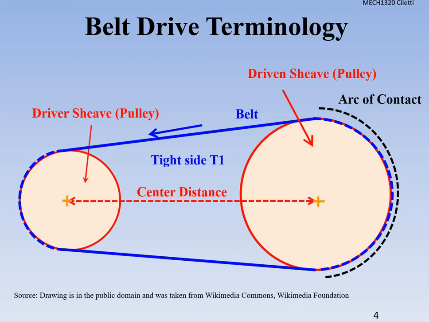We have the tight side, that's where the majority of the tension is, because that's where the driver is pulling the belt onto its arc of contact, and then we have the slack side. That's the side where, not while it's running, but you're going to be able to have more movement if you were to grab that and push it up and down. So we have a tight side and a slack side when we do these.